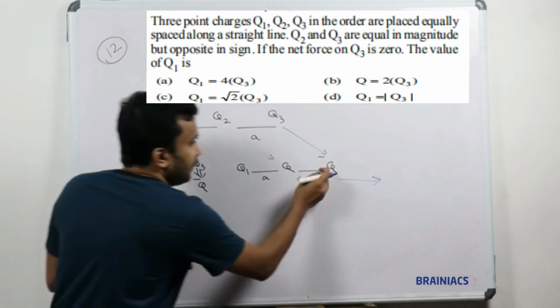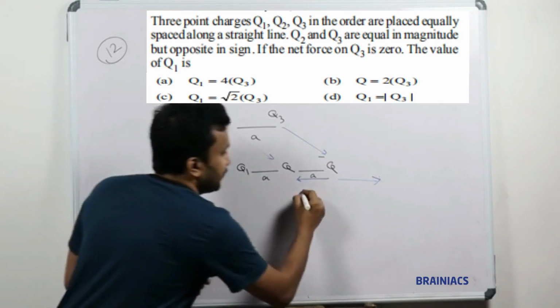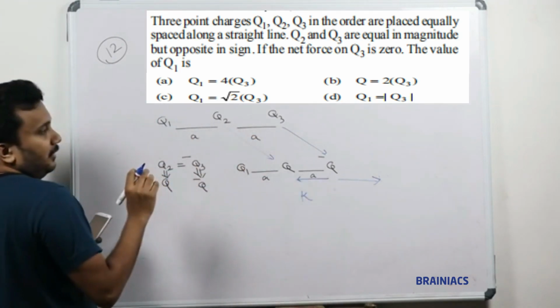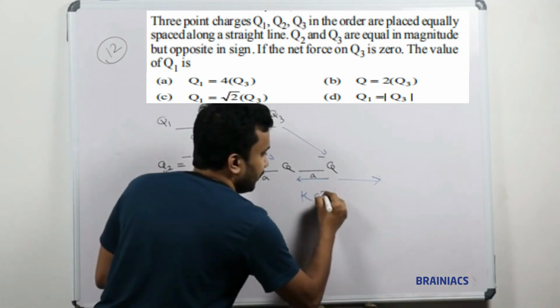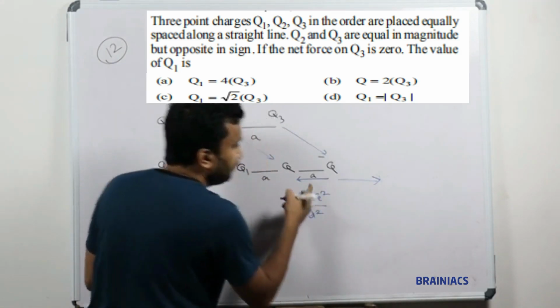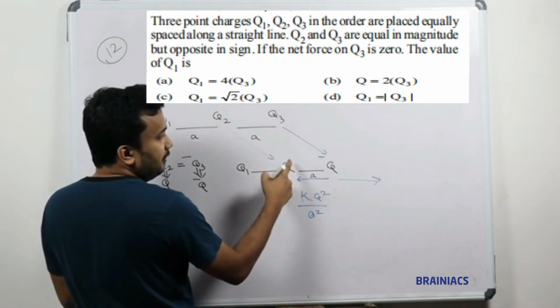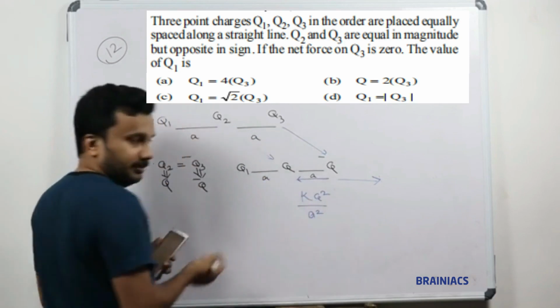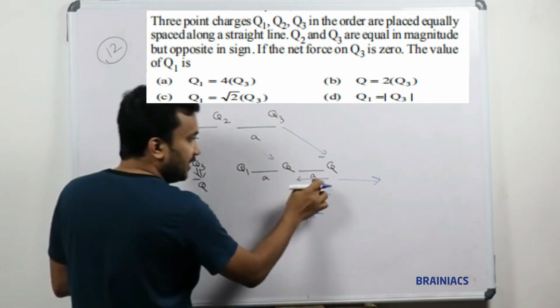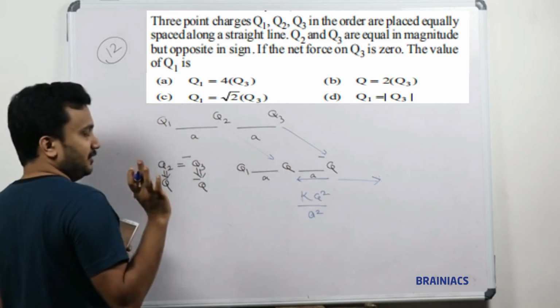So first we will find this force. What is this force? K into Q into Q, so Q square divided by A square. If you multiply with plus Q and minus Q, you will get minus Q here. So that minus is representing this direction, that's all.